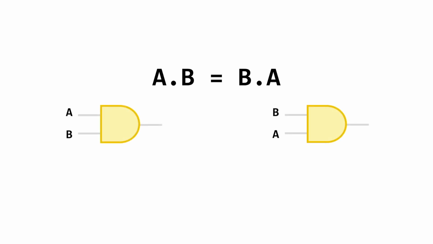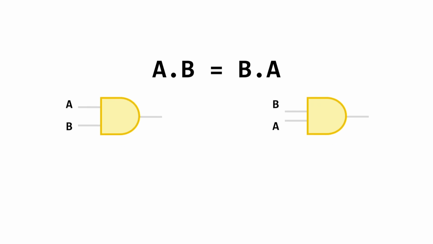The diagram on the left is for A and B, whilst the one on the right is for B and A. Many of you will take a look at these circuit diagrams and go, well, of course that makes sense. Swapping the order of the inputs makes no difference to the outputs. You're right, but let's prove it definitively with the truth table.